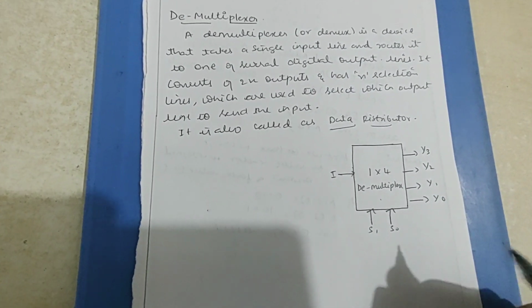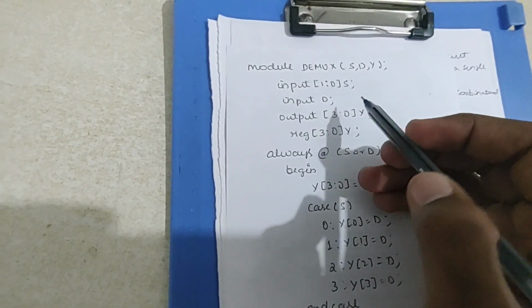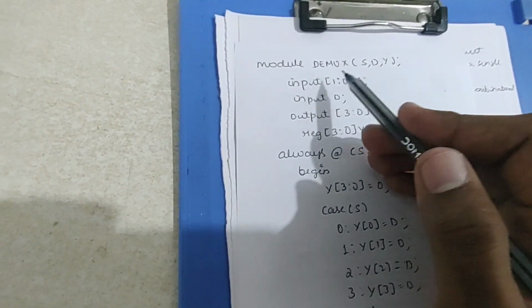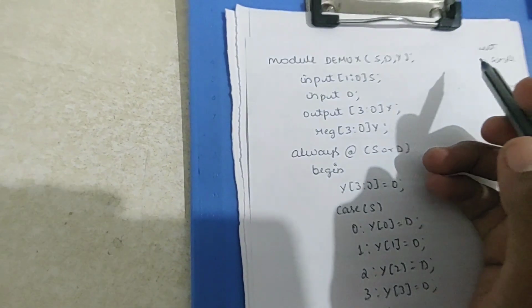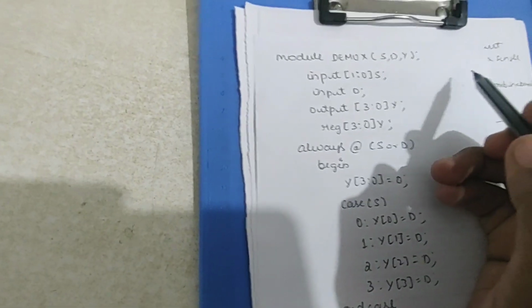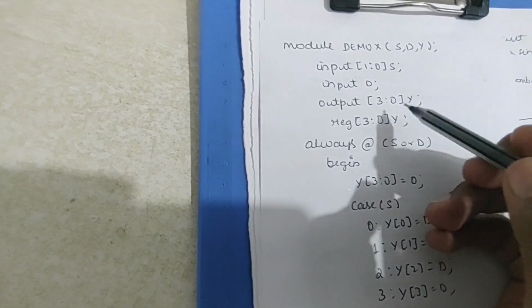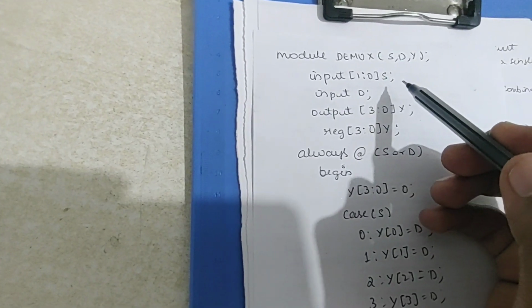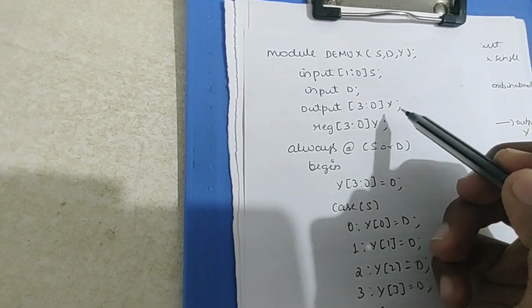Now we shall see a Verilog program on the demultiplexer. Here is the Verilog program for a demultiplexer. Here, the module demux of S, D, Y specifies the following block of code, which runs whenever there is any change in the S or D signals. Here there is an input [1:0] S, an input D, and an output [3:0] Y.